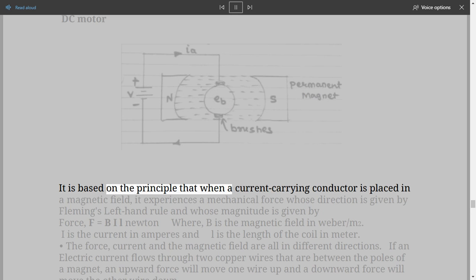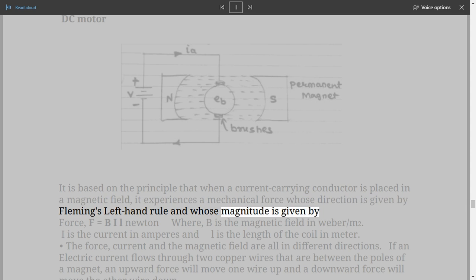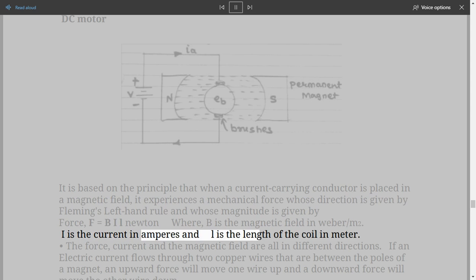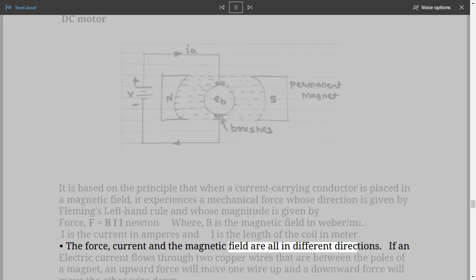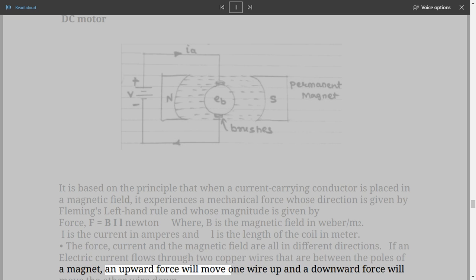It is based on the principle that when a current-carrying conductor is placed in a magnetic field, it experiences a mechanical force, whose direction is given by Fleming's left-hand rule, and whose magnitude is given by force F = BIL Newton, where B is the magnetic field in Weber/m2, I is the current in amperes and L is the length of the coil in meter. The force, current and the magnetic field are all in different directions. If an electric current flows through 2 copper wires that are between the poles of a magnet, an upward force will move one wire up, and a downward force will move the other wire down.